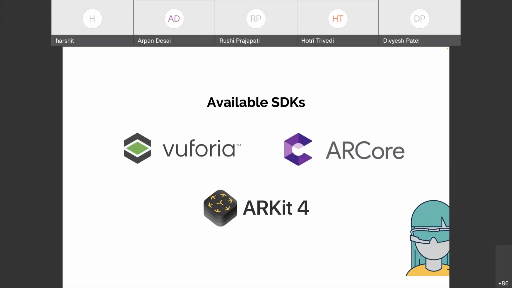The next one is ARCore, which is from Google. It's an open source library and you can use it to develop Android and iOS apps. The third one is ARKit. ARKit is from Apple and you can use it to develop basically iOS augmented reality applications. So these are the three very famous SDKs available right now to develop augmented reality applications. They are very well documented, so you will get proper help if you start developing applications, and it's very easy to learn these three SDKs.